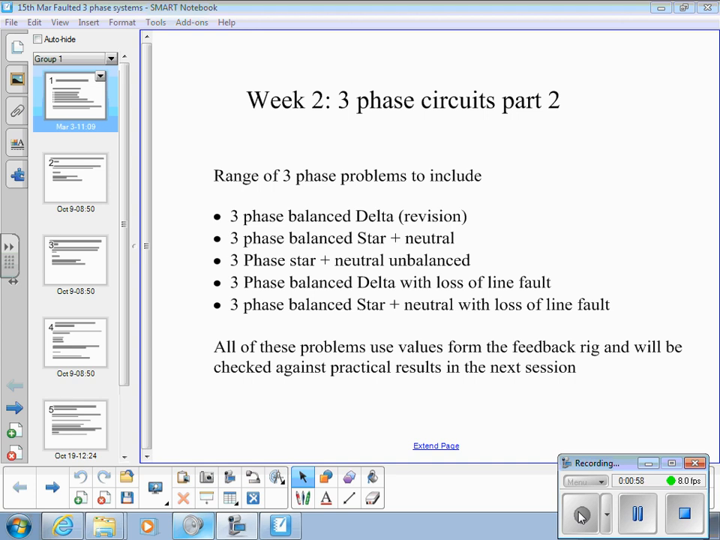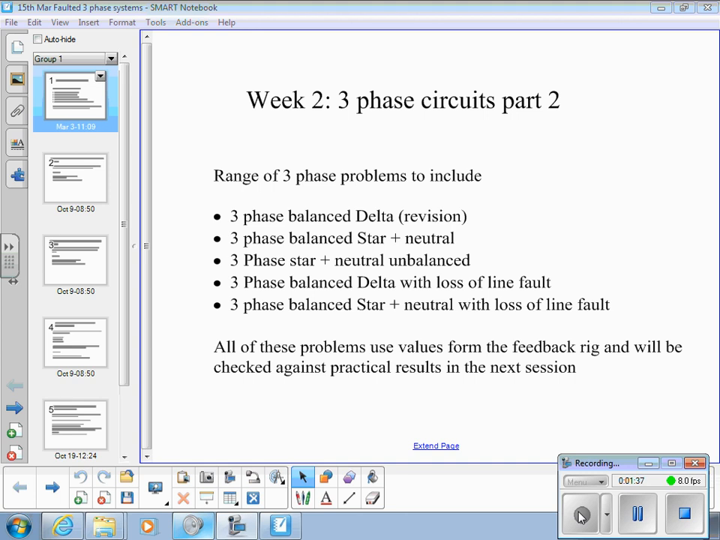Then, taking that further, we're going to look at three-phase star and neutral when it becomes unbalanced, and three-phase balanced delta with loss of line fault. We'll order them so that I don't have to go from a star-connected system to a delta one and back to star again, because the more times I connect and disconnect it, the more likely I am to connect it up wrong. So we'll do this first delta one, then I'll switch to star and do all the star ones, and then finish off the last delta one.